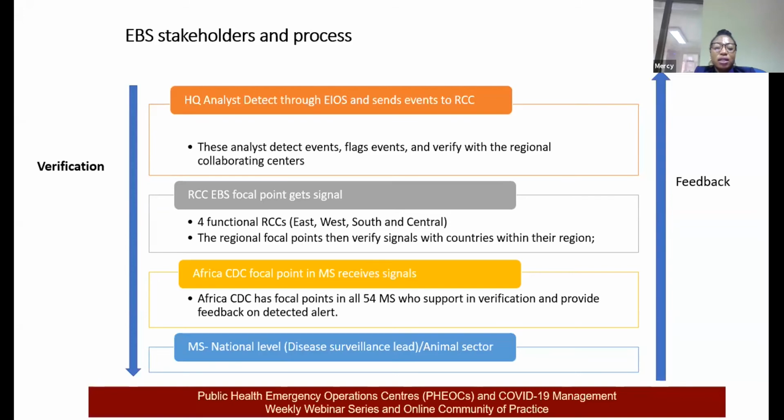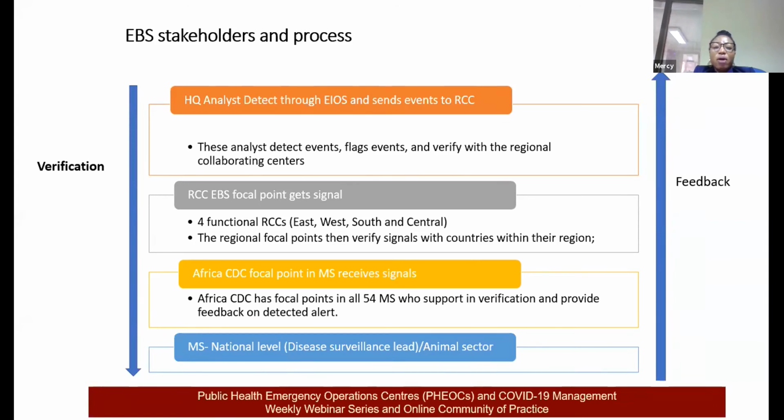And once we detect, we send the signals to the RCC. So the RCC receives the signals and verifies with member state focal points through emails, regional WhatsApp groups, and also regional echo calls that they have bi-monthly. And the focal points now receive the signals and verify with the country national surveillance leads in the human and animal sector. And feedback is sent following the same channel to Africa CDC. So that's basically how our processes work.